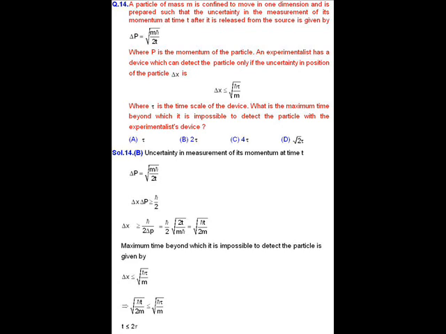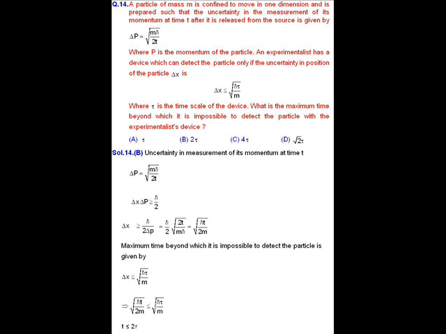Question number 14. A particle of mass m is confined to move in one dimension and is prepared such that the uncertainty in the measurement of its momentum at time t after it is released from the source is given by delta p equals square root of m h cut upon 2t, where p is the momentum of the particle. So by the Heisenberg uncertainty principle, we know that delta x delta p is greater than or equal to h cut upon 2. That implies delta x is equal to h cut upon 2 delta p. That implies delta x is equal to square root of h cut t upon 2m.